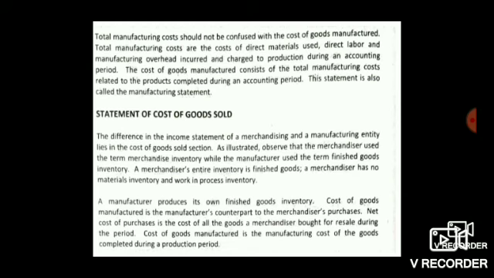Cost of goods manufactured is the manufacturer's counterpart to the merchandiser's purchases. Net cost of purchases is the cost of all the goods the merchandiser bought for sale during the period. The cost of goods manufactured is the manufacturing cost of the goods completed during a production period.